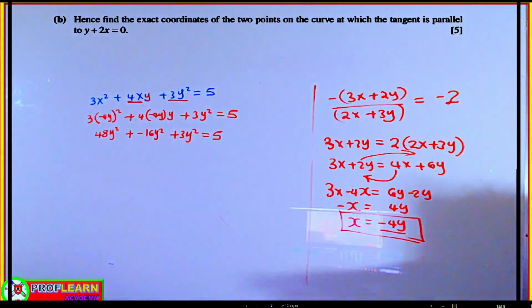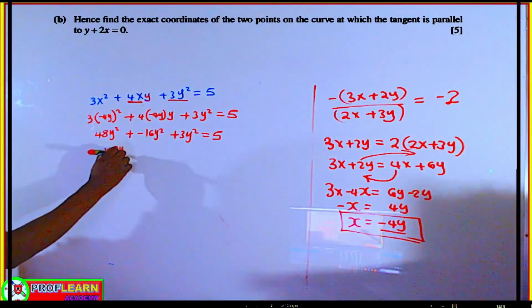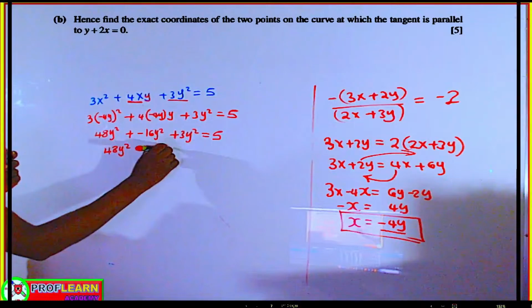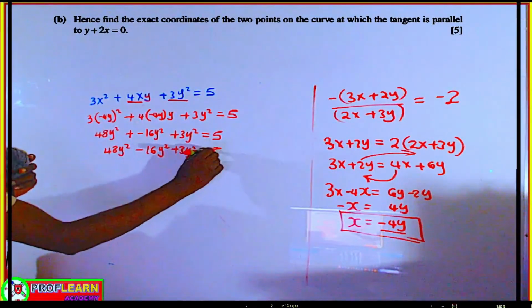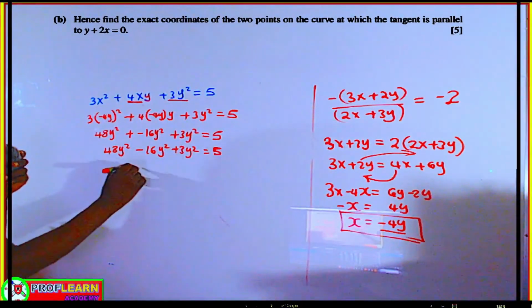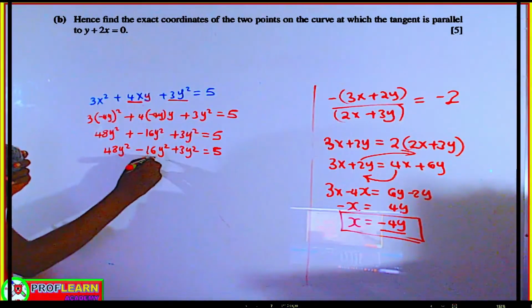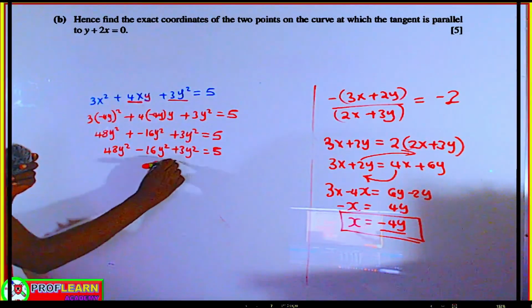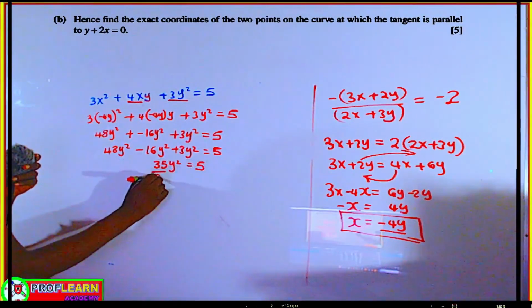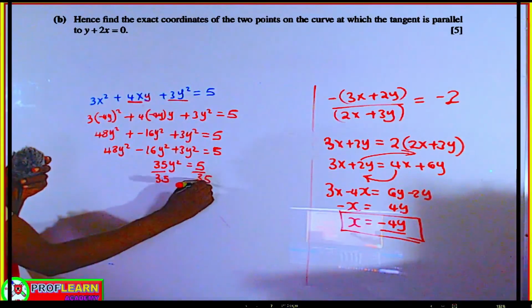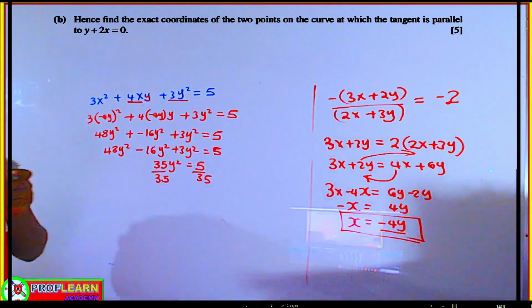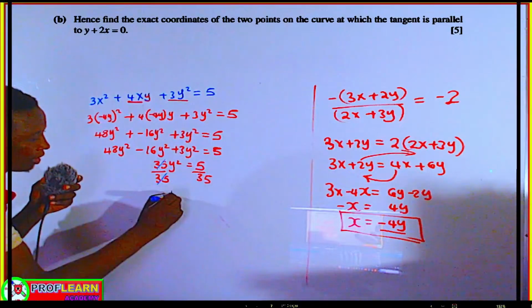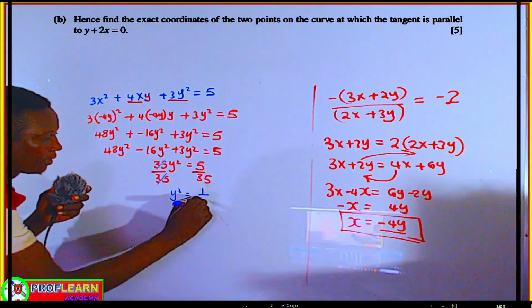So once we have this, we can put the like terms together, and we are going to realize this reduces to what? Of course, this is 48y squared minus 16y squared plus 3y squared equals 5. And that means this is going to be 32 plus 3, so 35y squared equals 5. Divide by 35 on both sides. We are going to remain with y squared equals 1 over 7.